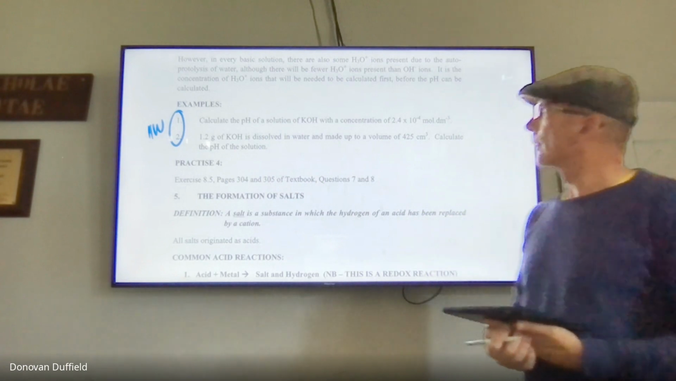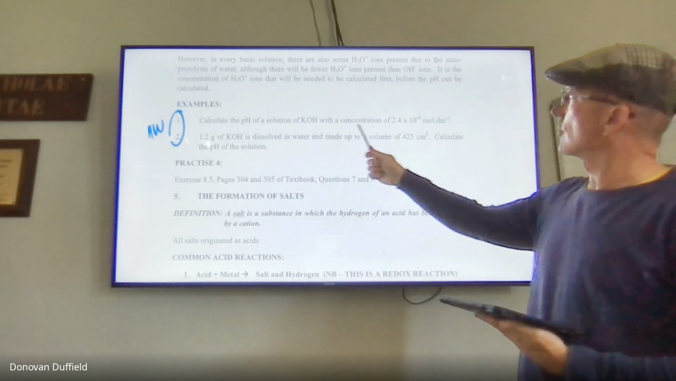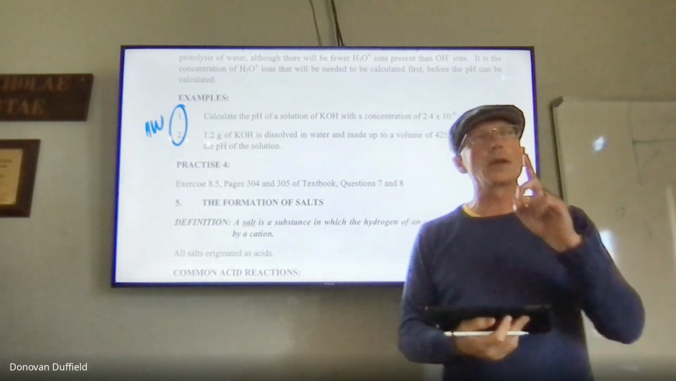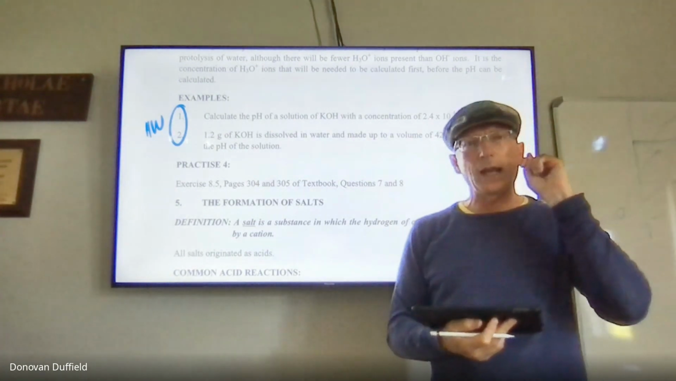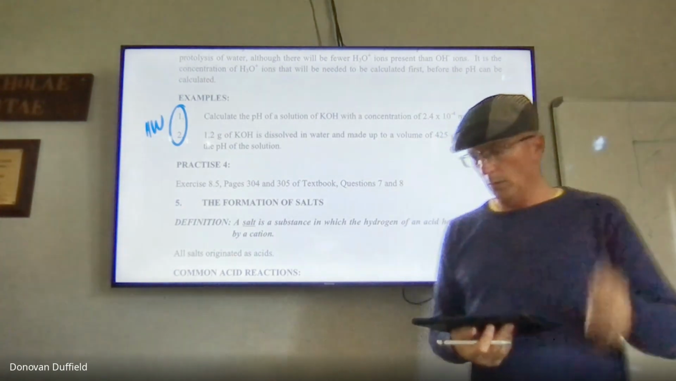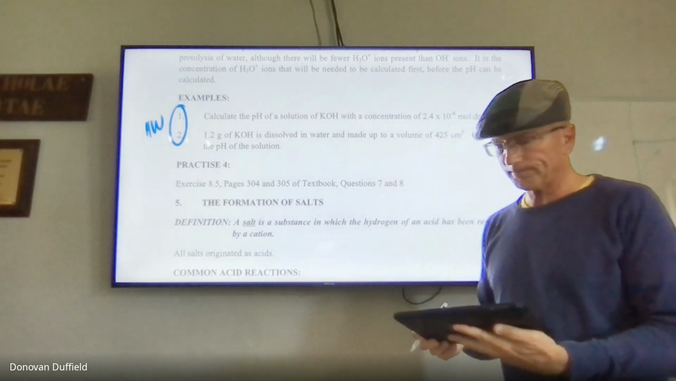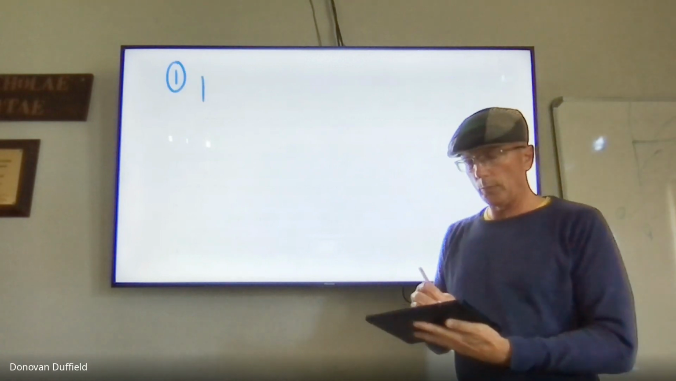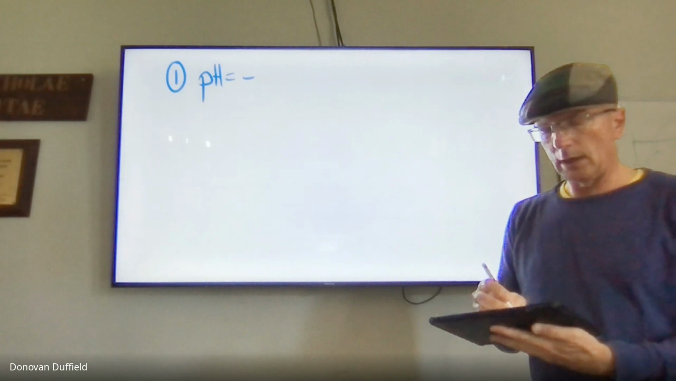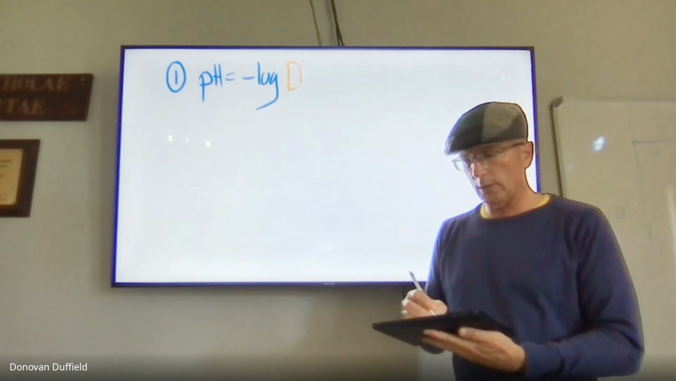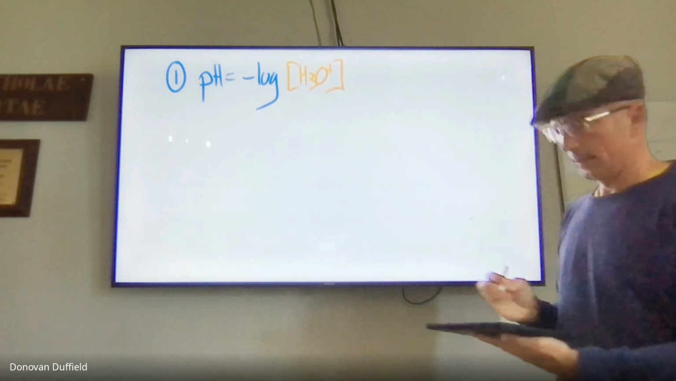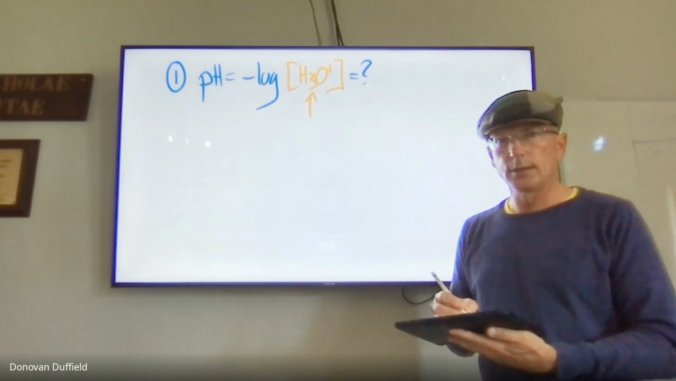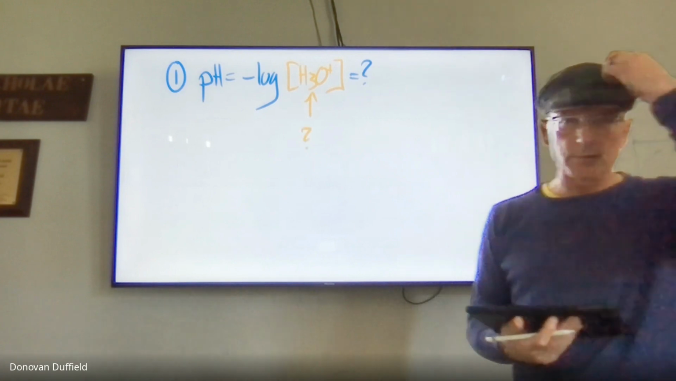Right, so now we have that the concentration of the KOH is 2,4 times 10 to the -4. Now you're given the concentration of an alkali. So what we're going to do is we're going to say, okay, we are looking for the pH. Negative log of the hydronium ion concentration. Okay, but this is unknown. So we need the concentration of the hydronium ion.